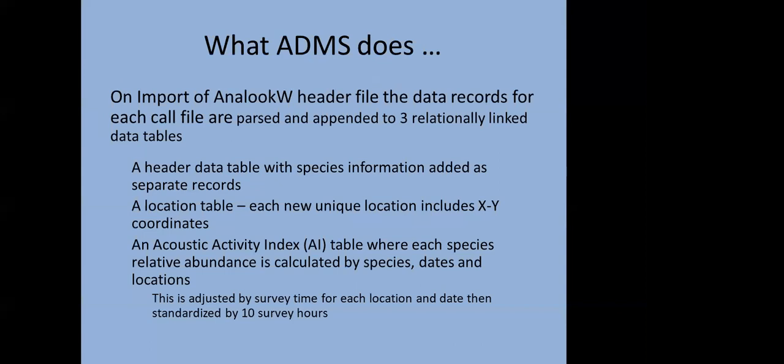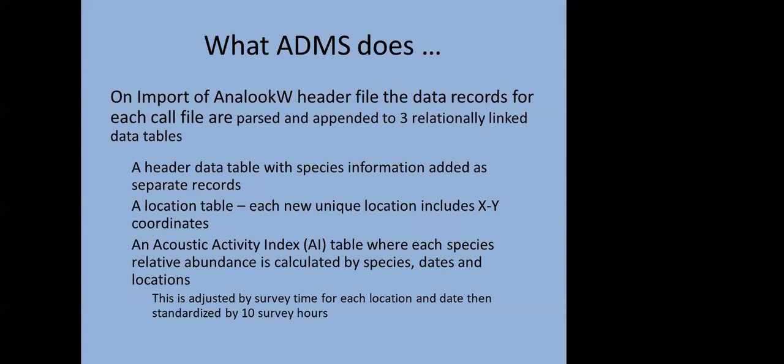And if you don't have a GPS where you're recording, Google Earth is now free, their pro version. You can go in and extract a pretty good estimate of where you were and derive coordinates to add in here. It automatically calculates the acoustic activity index. This calculates the relative activity, relative abundance of each species, and separates that into a separate table so you can compare relative abundance by dates or locations or however you want to do it.